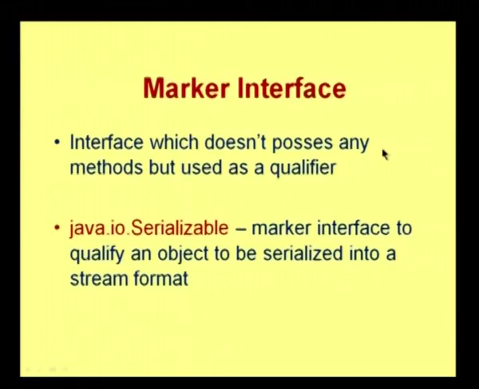Next is about the marker interface. An interface which doesn't possess any methods but is used as a qualifier is said to be a marker interface. java.io.Serializable is a marker interface to qualify an object to be serialized into a stream format. We have seen what an interface is. An interface will have method declarations, and your class should implement the interface. A marker interface doesn't have any method.